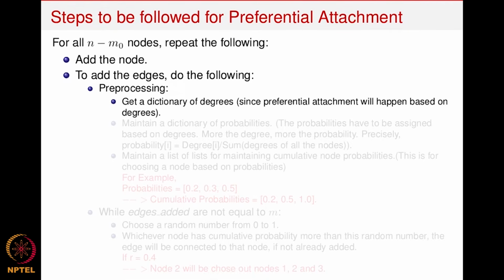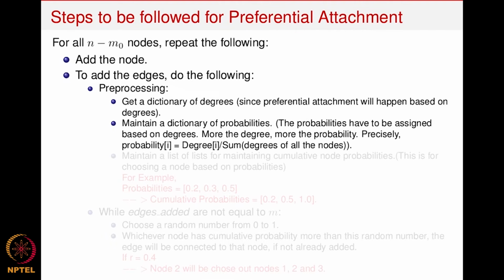We will maintain a dictionary of degrees for every node, because the degree is basically going to decide the probabilities. Second thing is we'll maintain a dictionary of probabilities. So the probability of a node getting attached to a new node will be equal to the degree of that node divided by the sum of the degrees of all the nodes, right? So the more the degree, the more the probability. So we are going to keep track of the probabilities in a dictionary.